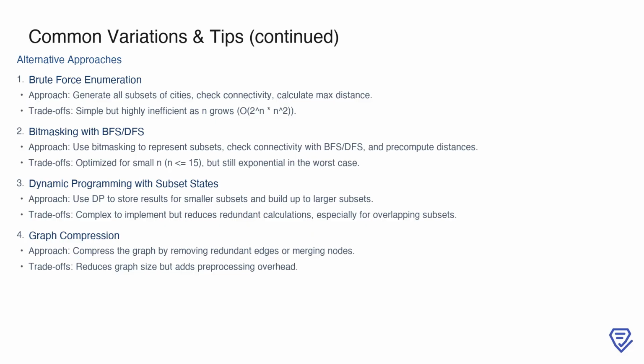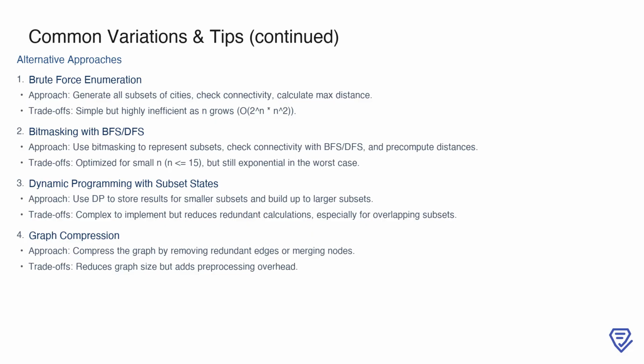A more optimized approach is to use bit masking alongside BFS or DFS. Bit masking efficiently represents subsets, while graph traversal ensures connectivity and leverages pre-computed distances. This works well for small graphs but remains exponential in the worst case. Dynamic programming introduces another layer of optimization by storing results for smaller subsets and building up to larger ones, reducing redundant calculations. However, it's more complex to implement.